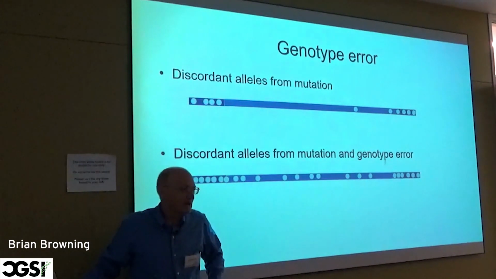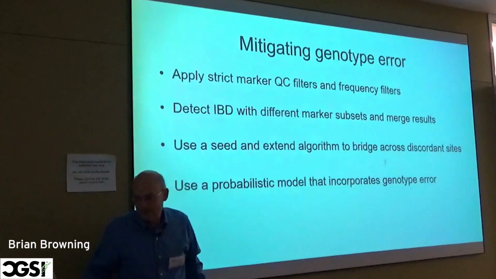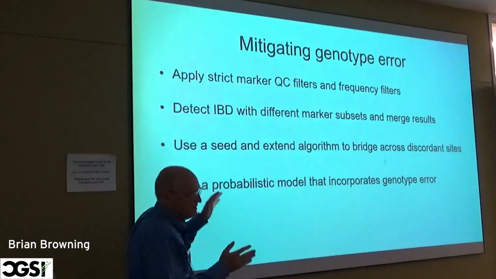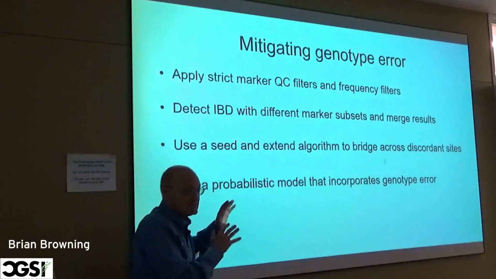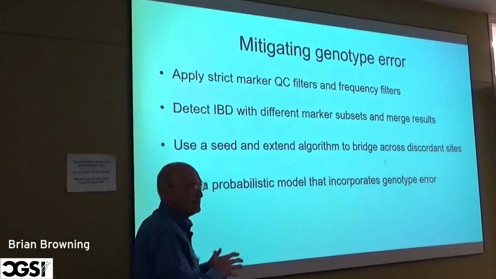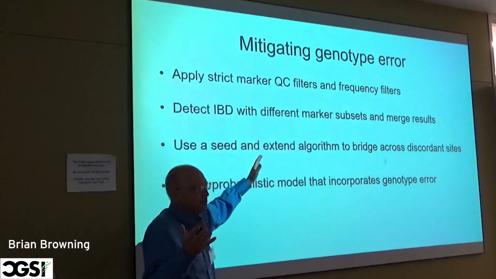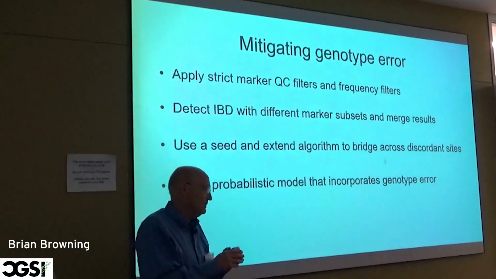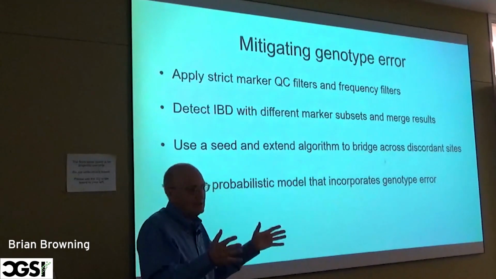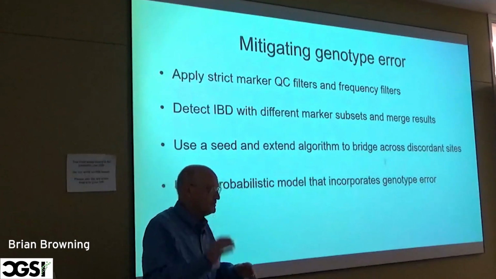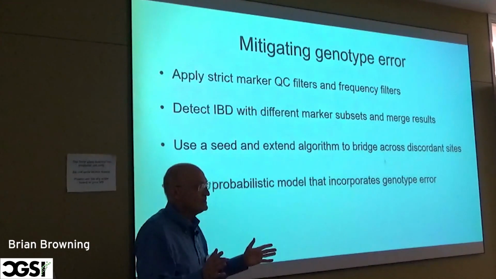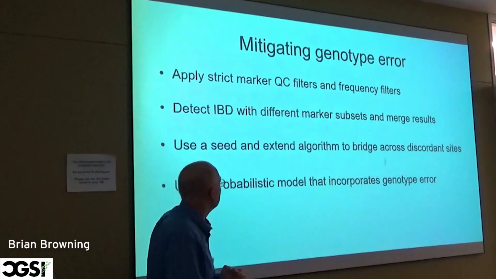So what are the strategies for dealing with this particular issue? Often several strategies are used, because this can be a severe headache when you're doing IBD segment detection. You can apply strict marker QC filters. That's probably the first one you think of. If a marker looks like it has a higher genotype error rate from our QC metrics, throw it out. If we're dealing with sequence data, we have lots of markers, so we can afford to throw some out.